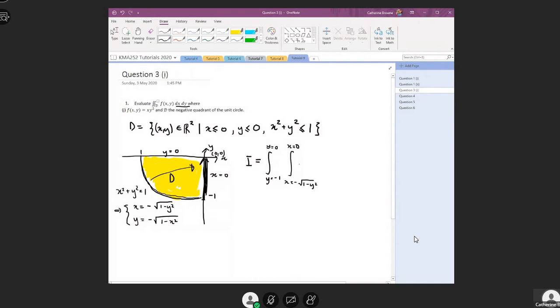And the function was xy squared dx dy. So I just took the y squared out there, because we're just integrating with respect to x first, and y squared has nothing to do with x. It's just a constant. We can treat it as a constant at the moment.